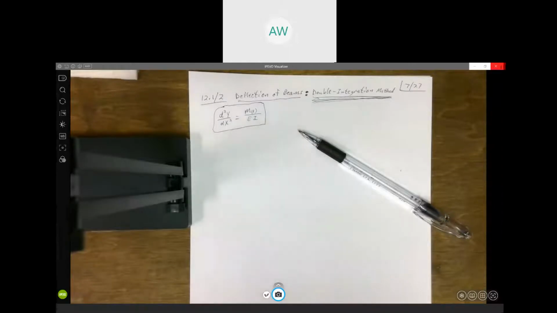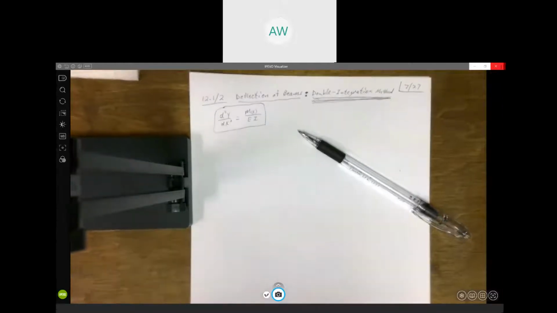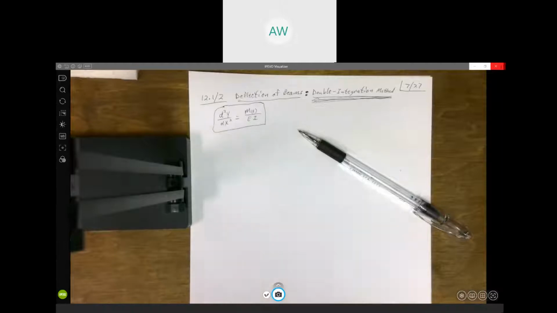And for those of you who haven't had DE, this is kind of what you're going to do in that class: you're going to solve equations like this, where you know what the first, second, third, fourth, fifth, whatever derivative of some function is, and you're trying to get to the actual function itself. And what type of differential equation you have determines what method you use to solve it.